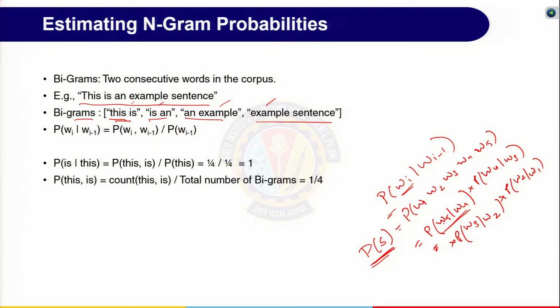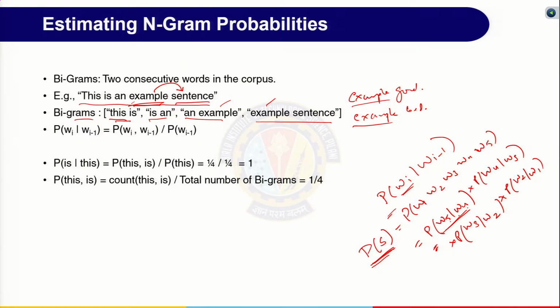Here, if you see the probability of W5 given W4, what it says is that in all the instances where I have seen "example", how many times has "sentence" appeared in the next place. So if there is another sentence where "example" is followed by "good", and then there is another possibility of a sentence in my corpus, "example" followed by "bad".